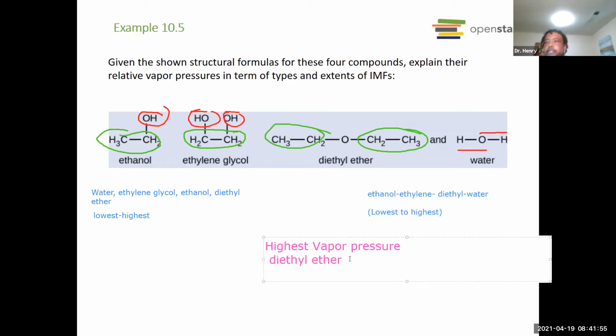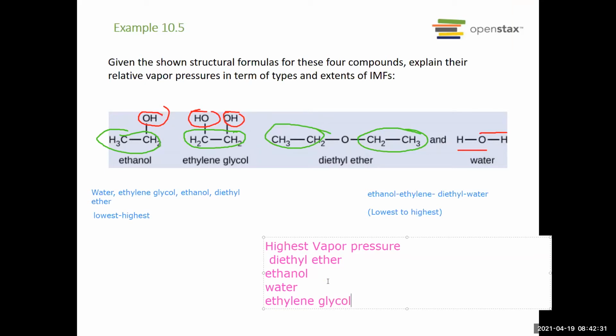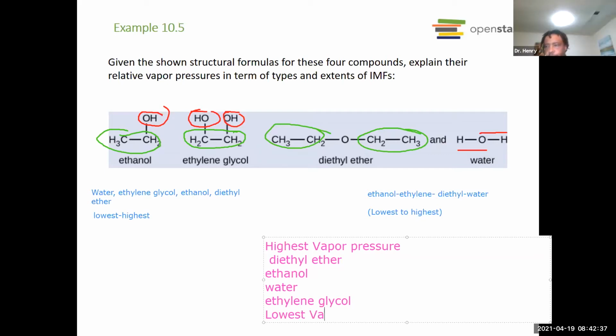Okay, so then who's going to be next? Would it be the ethanol and then that's water? Right, that is correct. It would be ethanol, then water, then ethylene glycol. So then the one that has the lowest would be ethylene glycol. That's right.